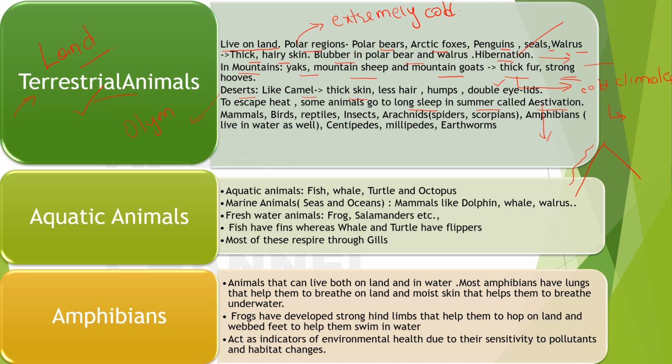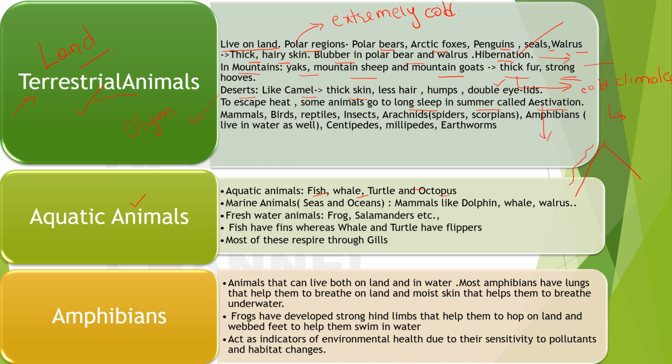And what are the other terrestrial animals? Mammals, birds, reptiles, insects, arachnids like spiders and scorpions, amphibians, centipedes, millipedes and earthworms. All these are terrestrial animals. Okay, and next about the aquatic animals. What are aquatic animals? The animals that live in water. Even they will have to show some adaptations, right? The environment in water is totally different from the land, so the adaptations will be different. So what are the aquatic animals? Fish, whale, turtle and octopus.